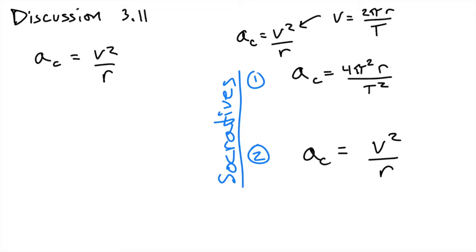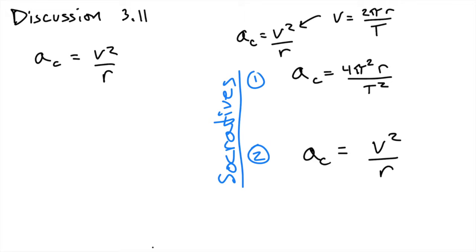So we're looking at discussion question 3.11. It says uniform circular motion. How does the acceleration change if the speed is increased by a factor of 3? So what we're going to do here is look at this equation right here, and ask how I change v, and then what does that do to a_c? So what we're looking at is if I, what did they say, double or triple?